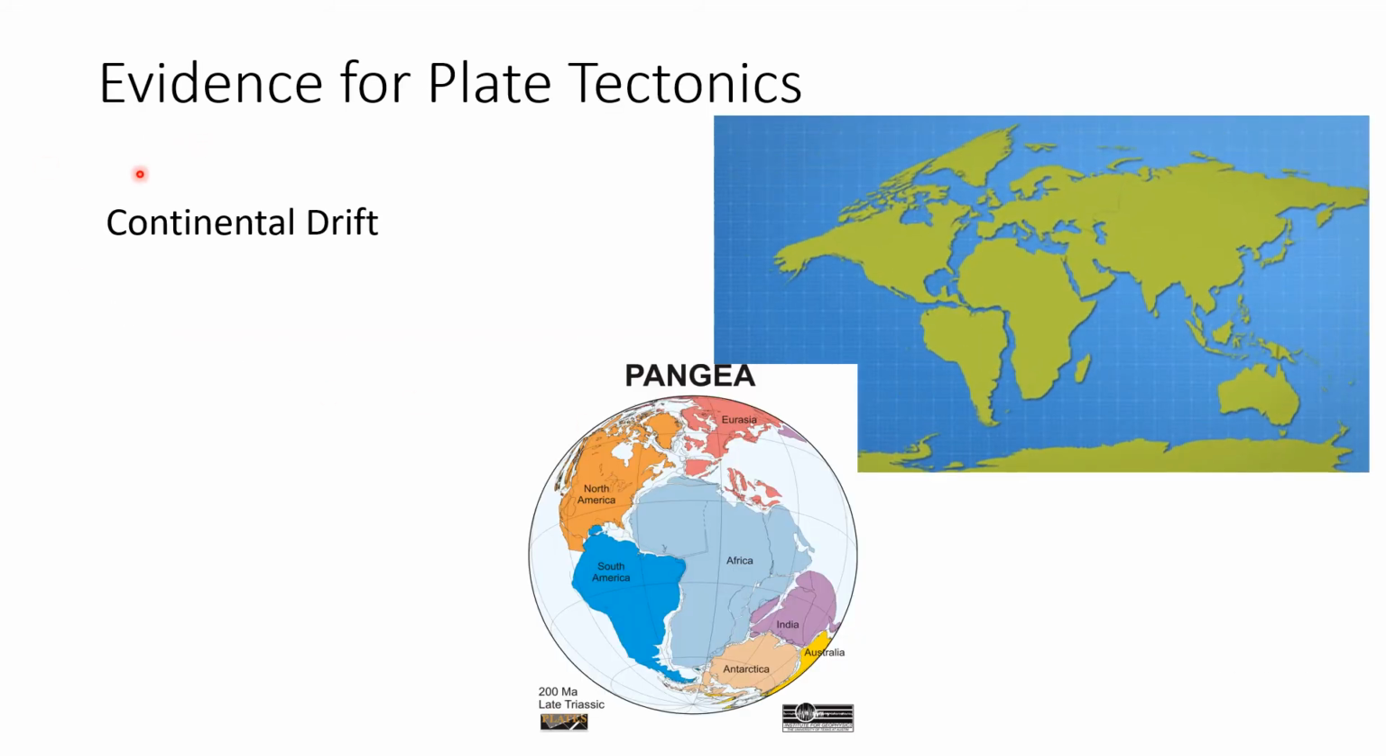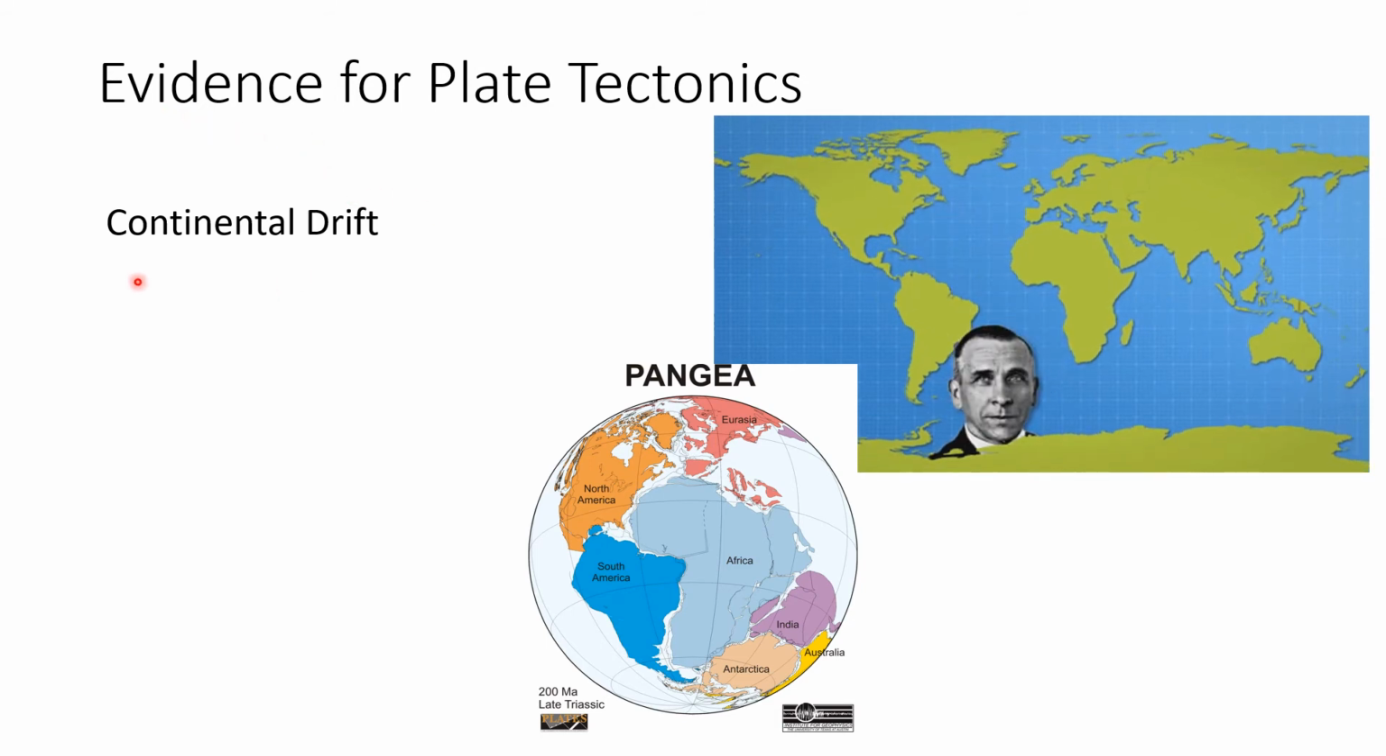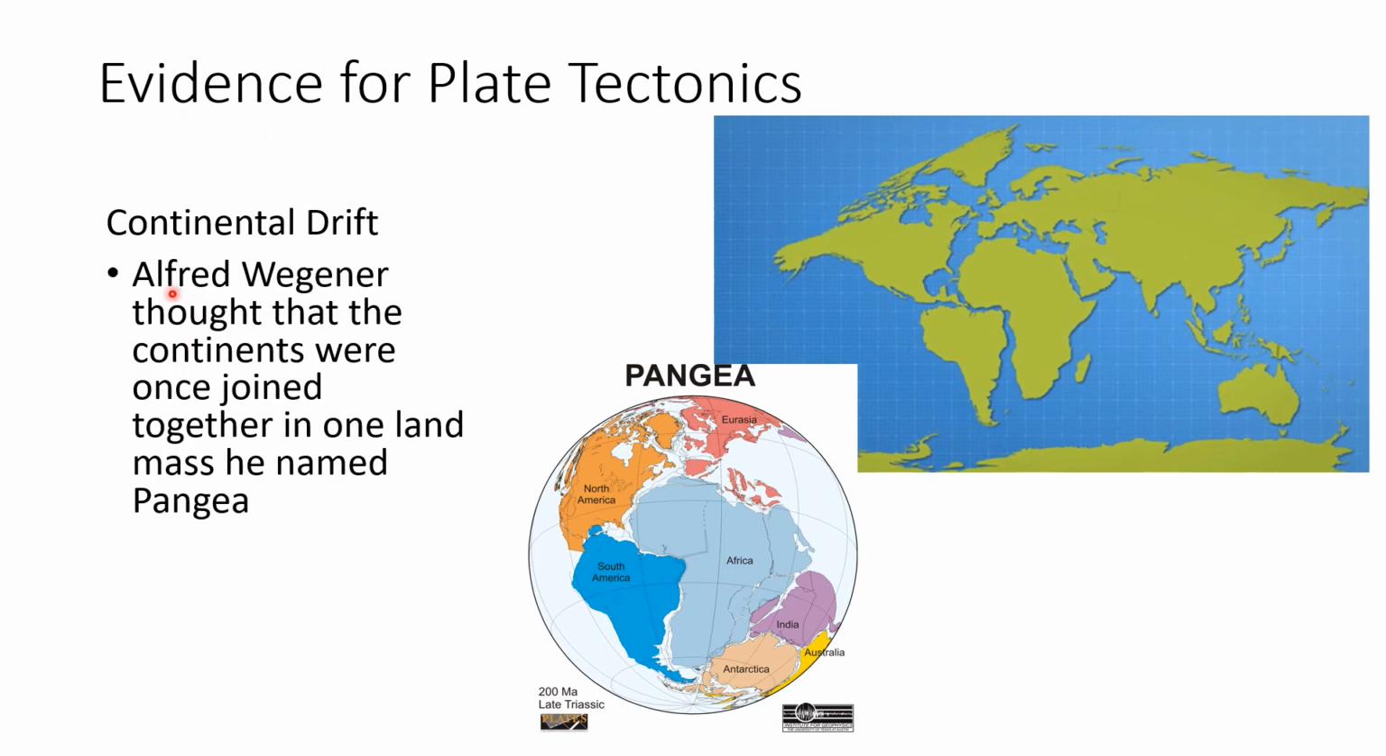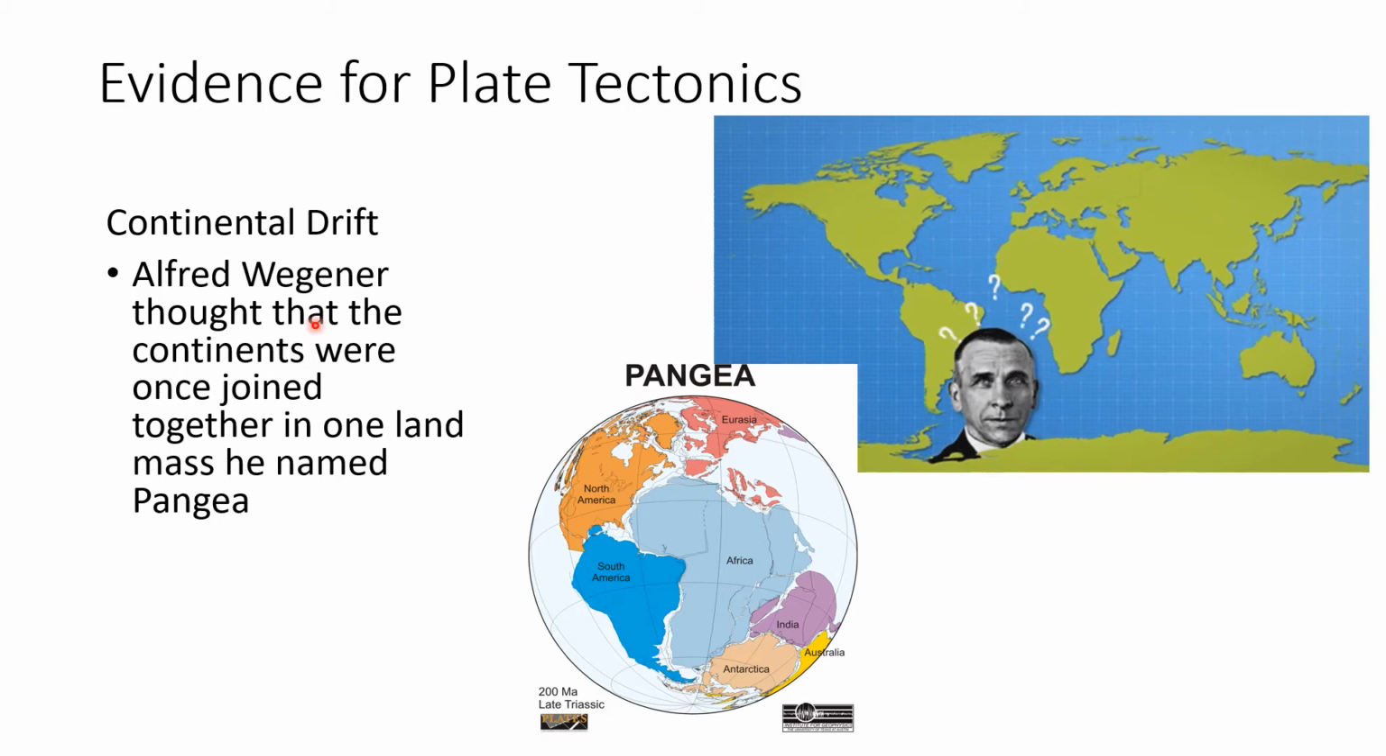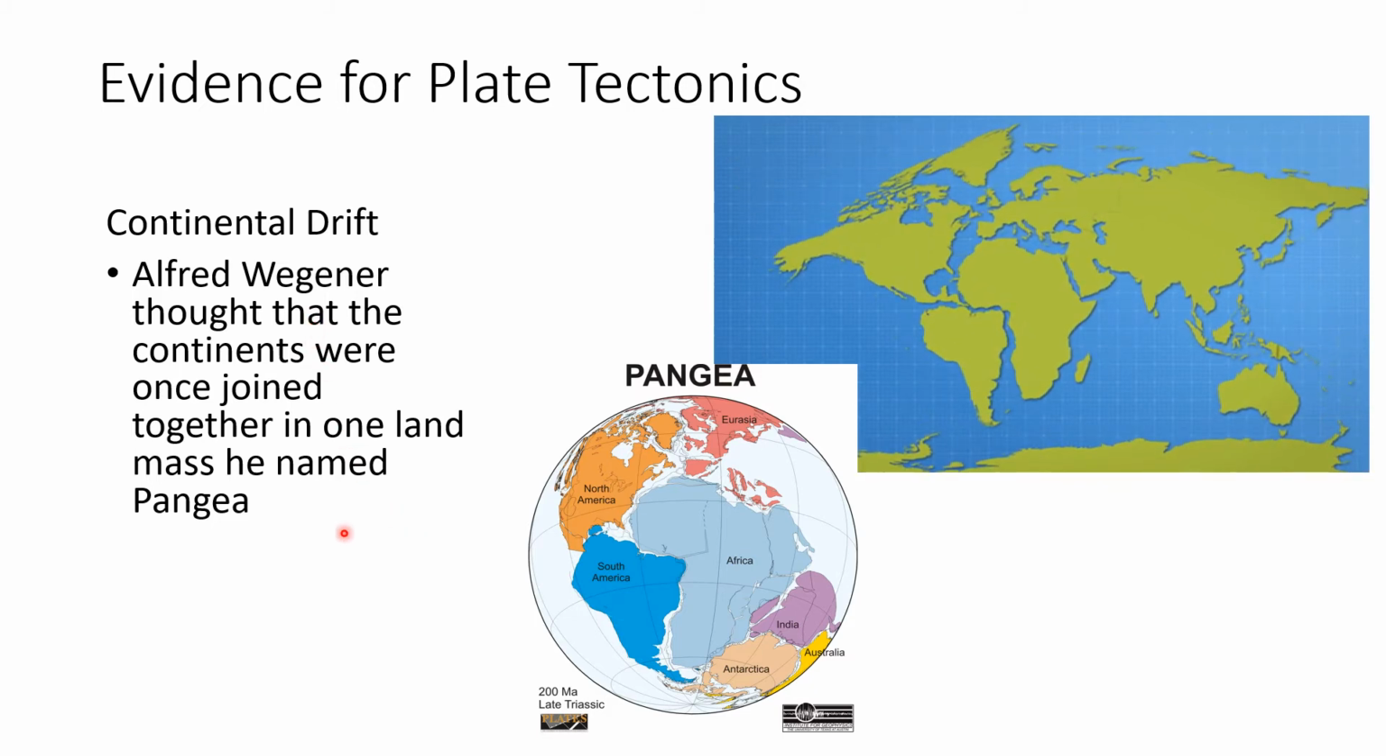So let's discuss some of the evidence that we have that supports this idea of plate tectonics. First off, we have Continental Drift. So this guy called Alfred Wegener, you can see him pop up here every once in a while. He proposed the idea that the continents were once joined together into one big landmass that he called Pangaea.